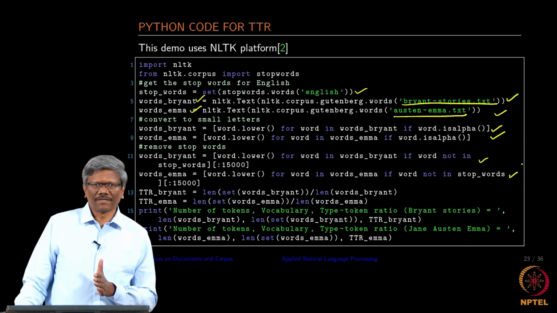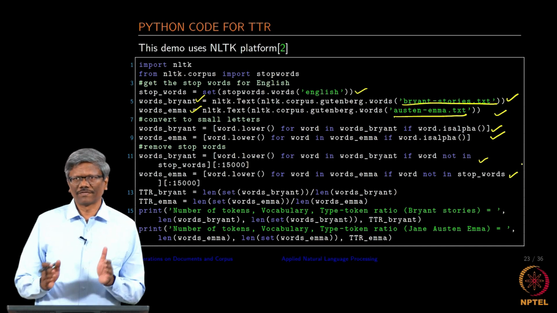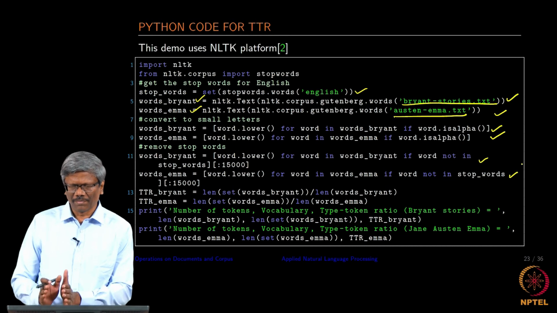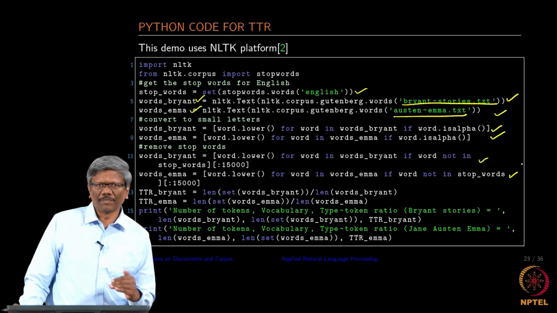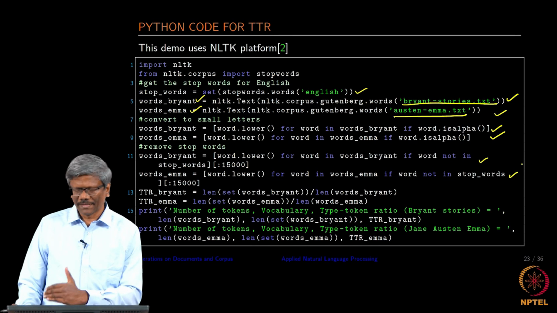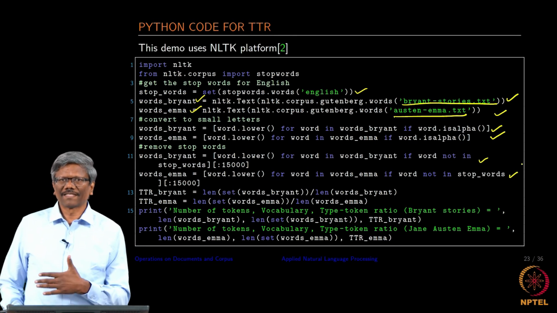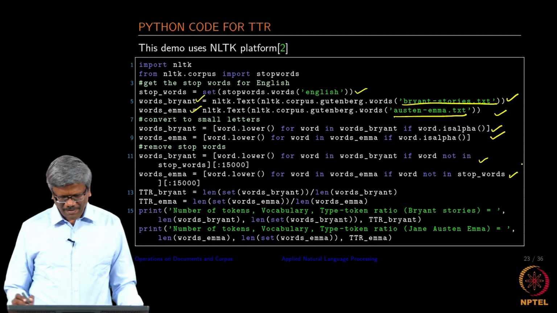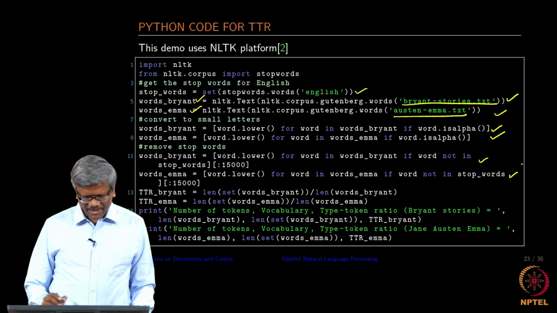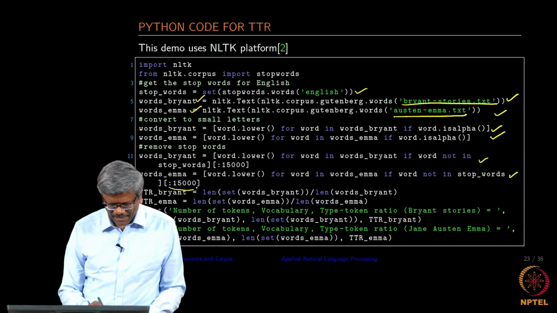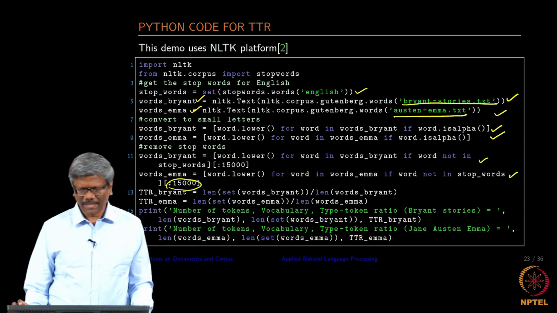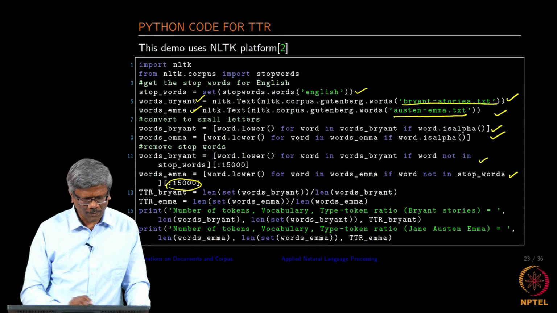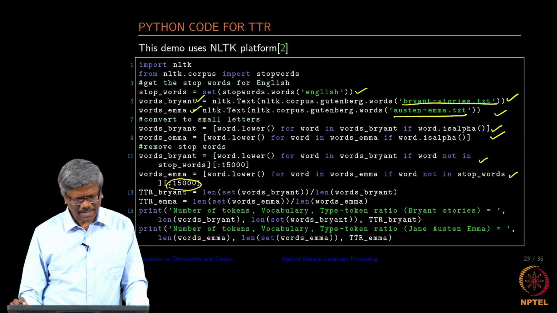Ideally, it is done for every 1000 words. You take 1000 words of Bryant, 1000 words of the Austen Emma corpus, and then perform the TTR on both, and then see what is the lexical variety in both these texts. In this case, for the sake of this demo, I have taken 15,000 words. I have taken the first 15,000 words and am trying to find out what the TTR value is for both the Bryant corpus and the Emma corpus.